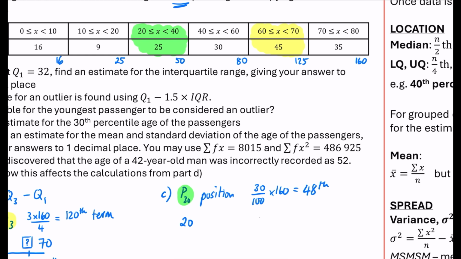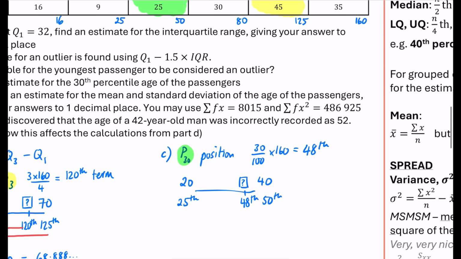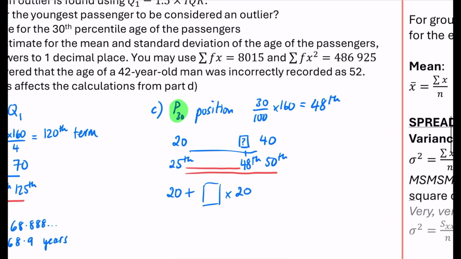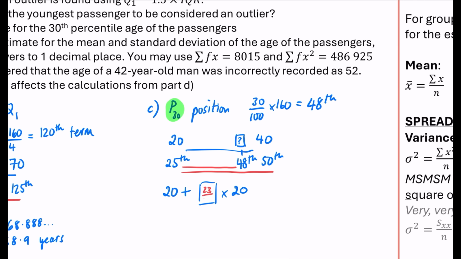So we're going between 20 and 40. That's taking us from the 25th term to the 50th term, and I'm looking for the 48th, which is actually going to be all the way down here. So there's the term that I'm looking for. Well, I am starting at 20, and I'm going to add on some fraction of this gap. This gap between 20 and 40 is 20, and that fraction is going to be, so I've got from 25 to 50, that's 25, and from 25 to 48, well, that would be 23. So the fraction is 23 25ths of the way along that top part.